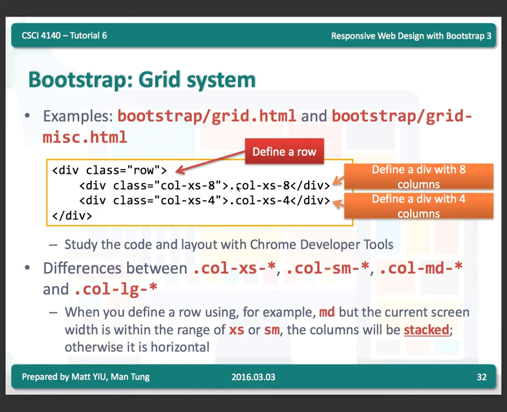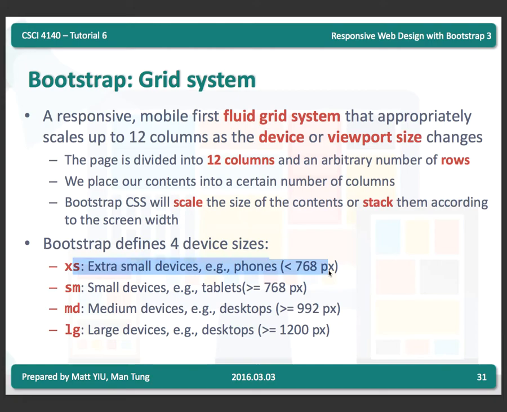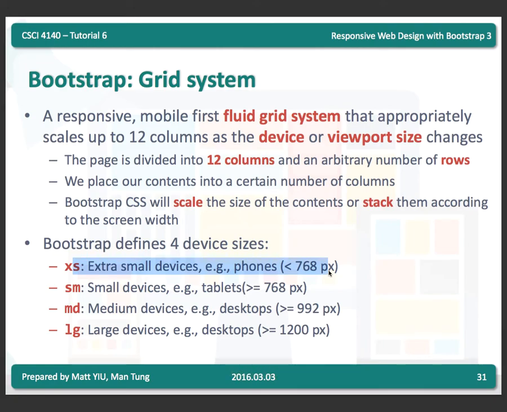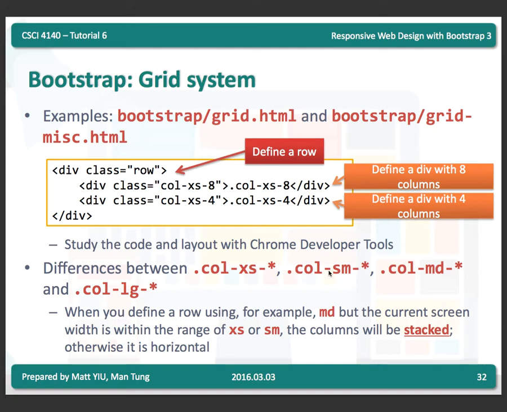So for example, if I want to have 8 columns in an extra small device, then I use the XS class, and the class is col-xs- and then the column size, like this one. Then this part will be displayed in 8 columns and 4 columns when the device width is equal or larger than the extra small device. So if I am using a phone, this part will be shown in 8 columns and then 4 columns. And if I am using a small device, it will also use the same layout, 8 columns and then 4 columns. And of course for desktop view, it will also be shown in 8 columns and 4 columns.